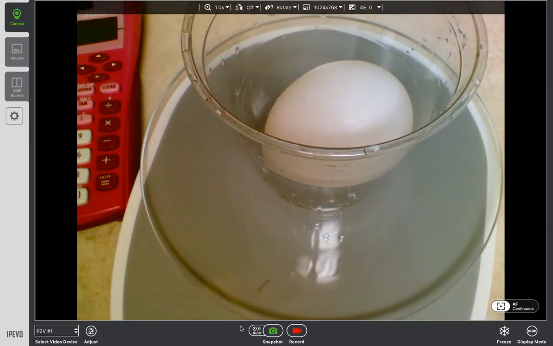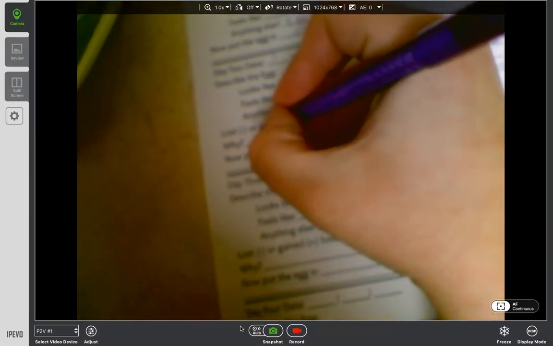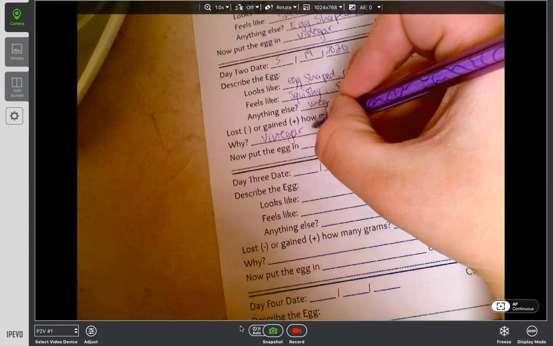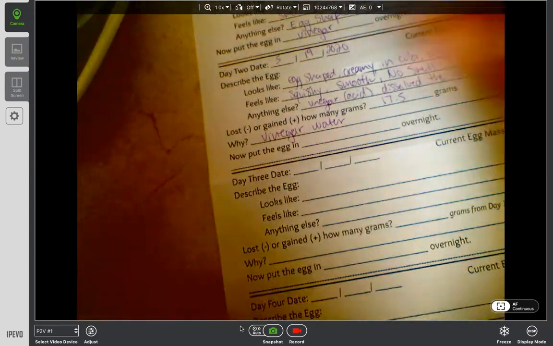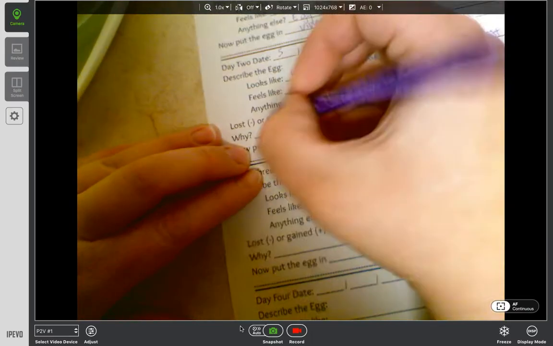So what we're going to be doing today is, oh, we got to answer our why. So our why: water in the vinegar passed into the egg.